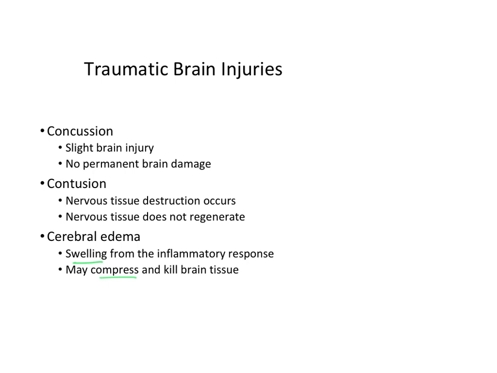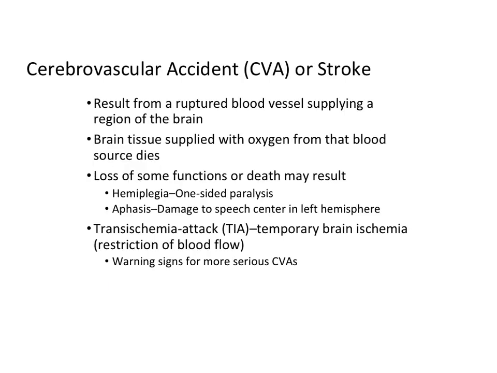Another way that the brain can be harmed is through a cerebrovascular accident. Sometimes these are also called strokes. These result from a ruptured blood vessel that supplies a region of the brain. The brain tissue that is supplied with oxygen from that specific blood source can die. Loss of function or death can result.